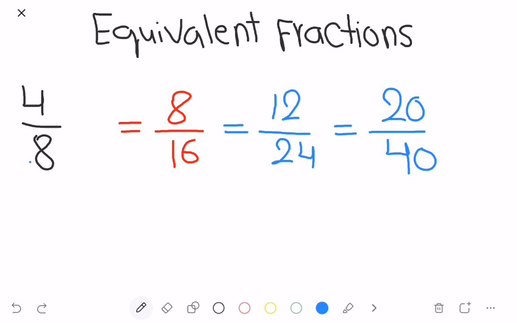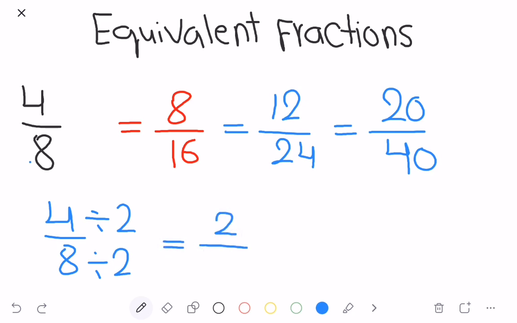We can also find equivalent fractions another way. If the numerator and denominator have a common factor, 4 and 8, they have a common factor, yes. Their common factor is 2. Let's divide the numerator and denominator by 2. 4 divided by 2 equals 2. 8 divided by 2 equals 4. So 2 over 4 is an equivalent fraction to 4 over 8.